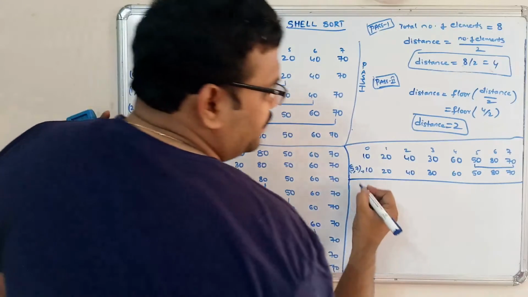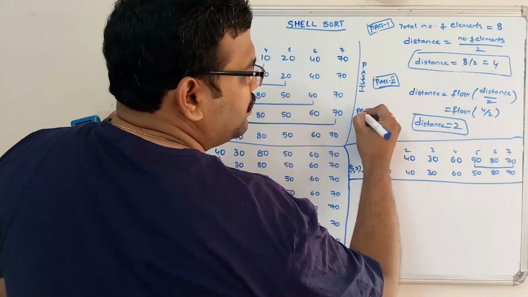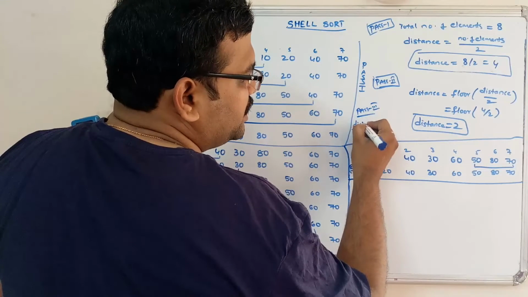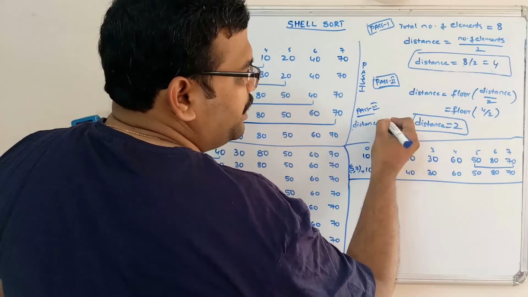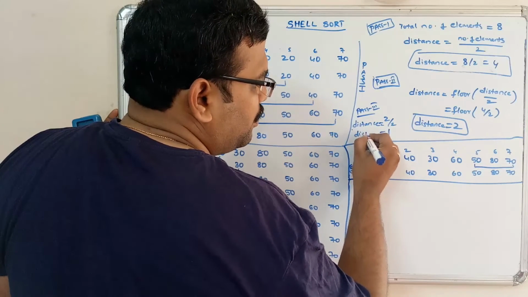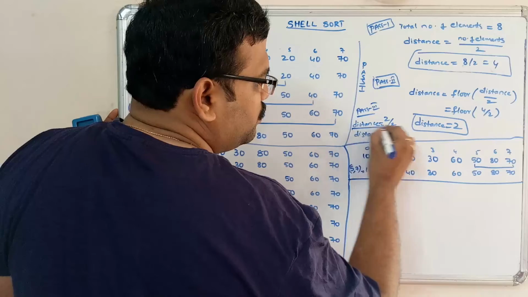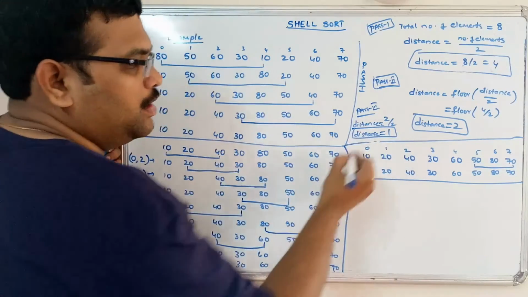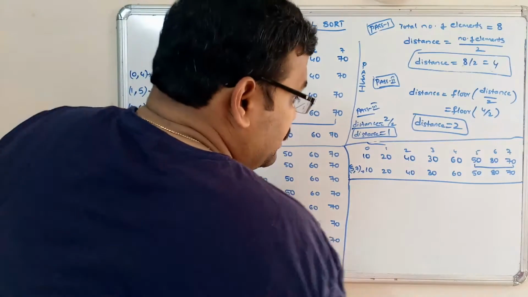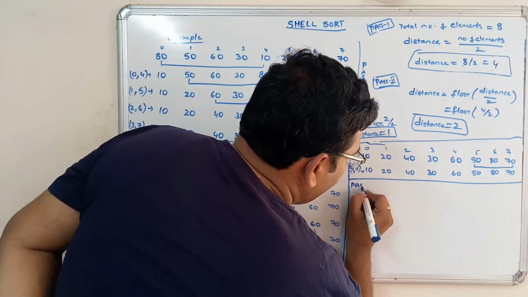And now pass 3. What is pass 3? Again we have to reduce the distance. So distance is equal to distance by 2, 2 by 2 is equal to 1. Distance is equal to 1, so that is nothing but our insertion sort. See, so this is pass 3.